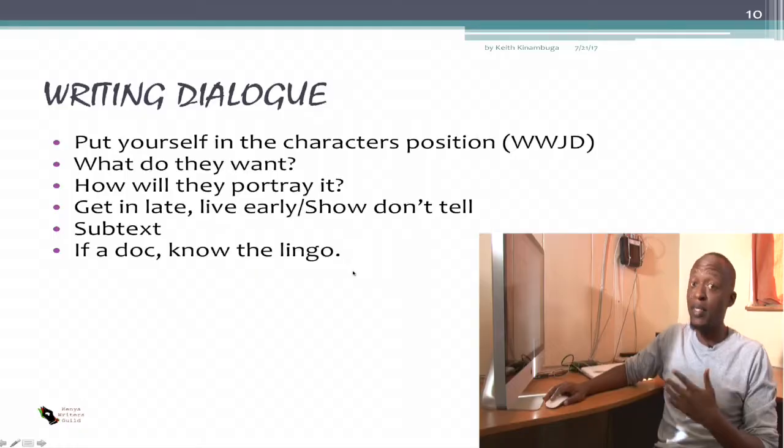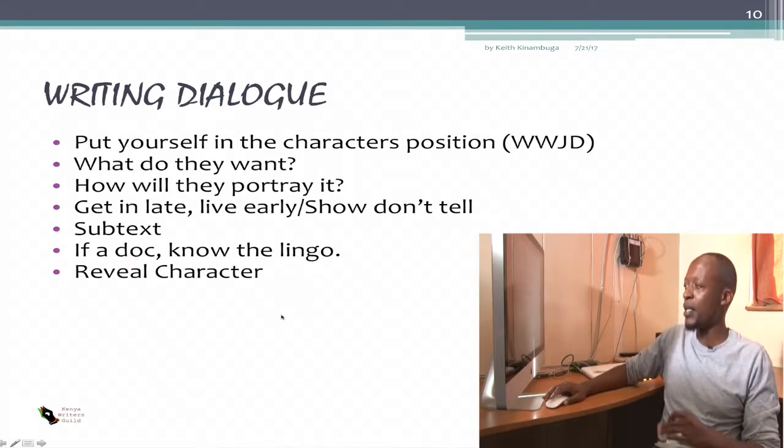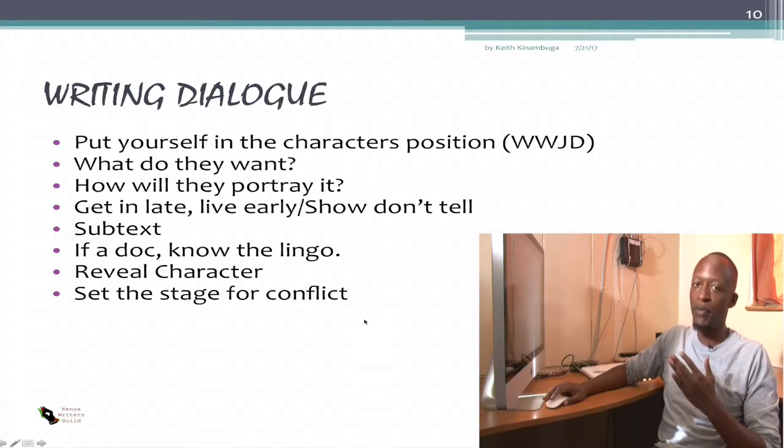All these things will reveal character, obviously. If it's an IT guy and he's using acronyms that might confuse people, that reveals that he's an IT guy. Without doing much, you've just introduced it in dialogue, and it keeps your dialogue brief and to the point and snappy. So set the stage for conflict.